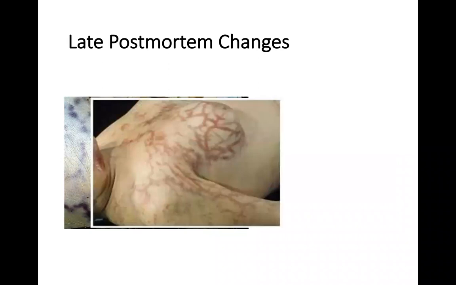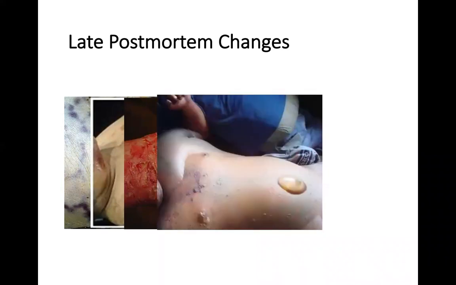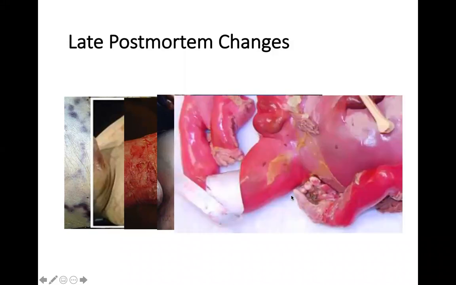So there, this is marbling, no? Arborizing pattern due to the decomposition of blood na nakukuha niya yung pattern ng blood vessels natin. Of course, this is skin slip, okay, 48 to 72 hours. And this one is the blister, no? Yung purge fluid na pag pinutok mo, okay, malimuyak, no? And this one is your maceration.